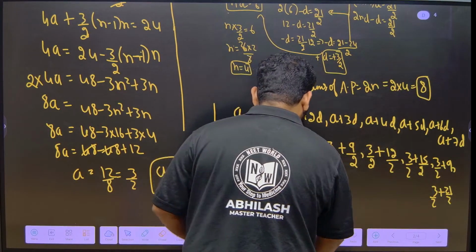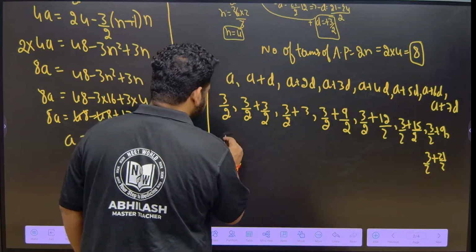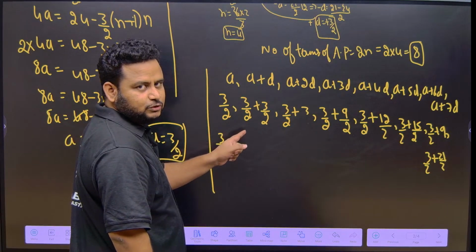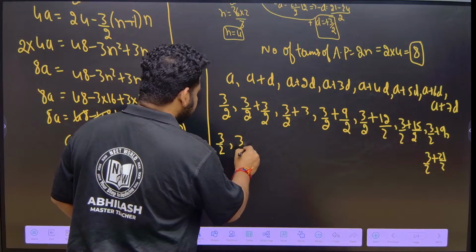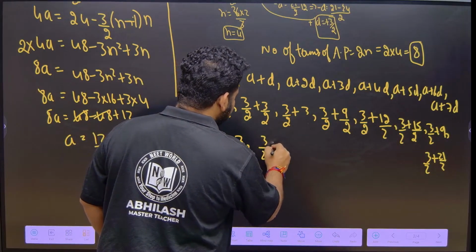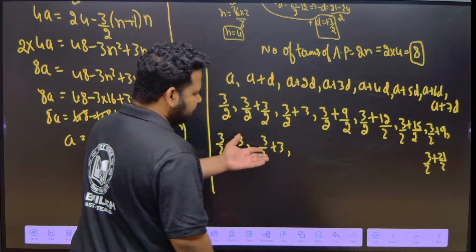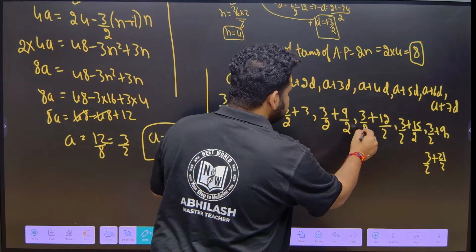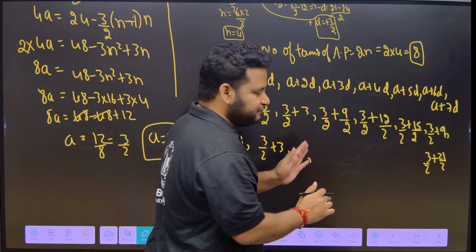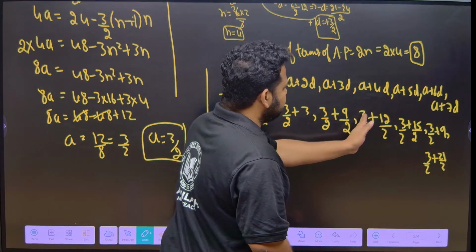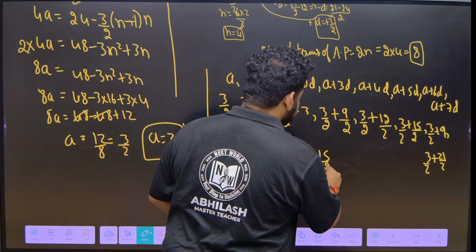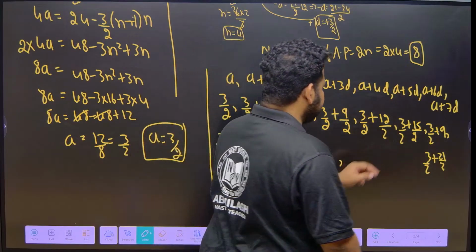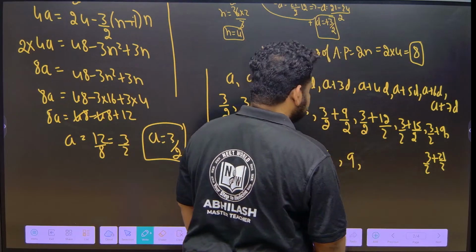Now further simplification gives us what? 3 by 2 will remain 3 by 2 only. 3 by 2 plus 3 by 2 is nothing but 3 plus 3 is 6, 6 by 2 is 3. Then 3 by 2 plus 3 will remain fractional only. Then 3 by 2 plus 9 by 2, 9 plus 3 is 12, 12 by 2 will be 6. Then 3 by 2 plus 12 by 2, 12 plus 3 is 15, so 15 by 2. Nothing can be done here. Then 18 by 2 is 9. Now what do you have?